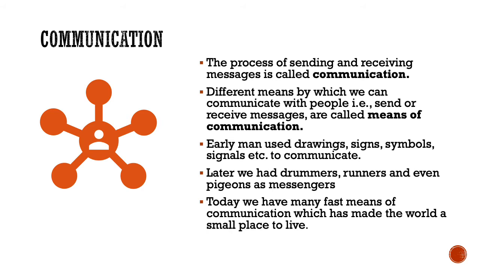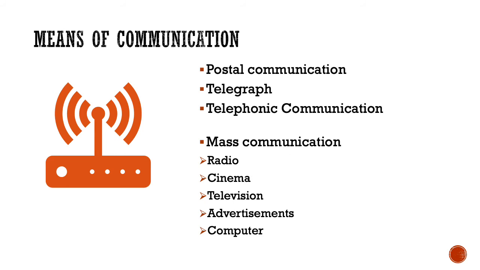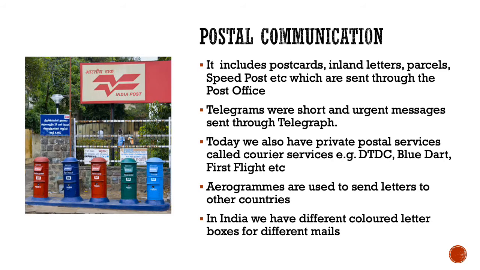So let us read about various means of communication. Now we have different means of communication. It includes postal communication, telegraph, telephonic communication, and then we have mass communication. Mass communication includes radio, cinema, television, advertisements, and computer. We will learn these one by one. We begin with postal communication.